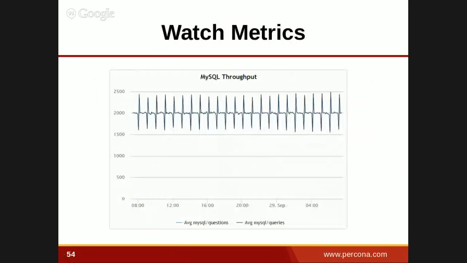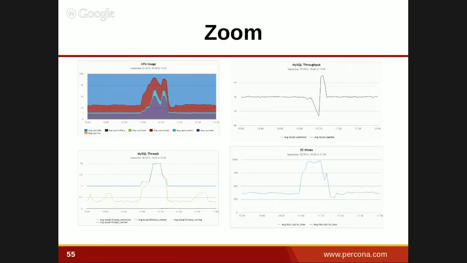In addition to the query information, we have information about the metrics. Like in this case, there is MySQL throughput, right? Queries a second. And there are many more things you can look at. Some things like I/O time, number of MySQL threads running. That is a very good indicator of your database load. You can zoom in and zoom out, right? In this case, I'm showing one of those spikes.